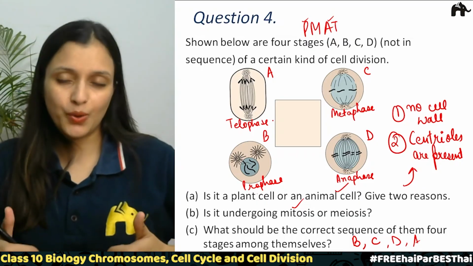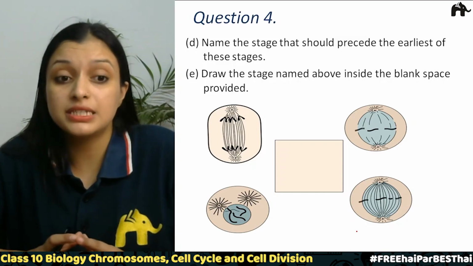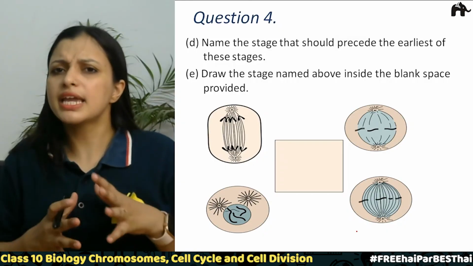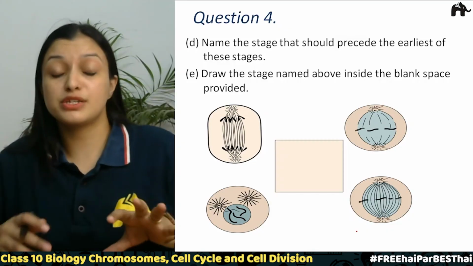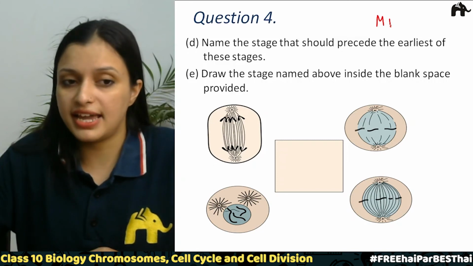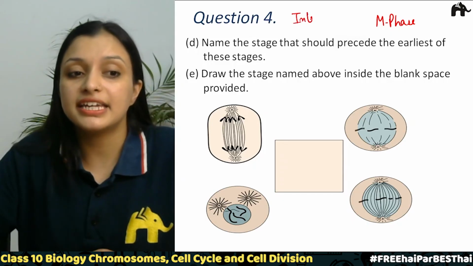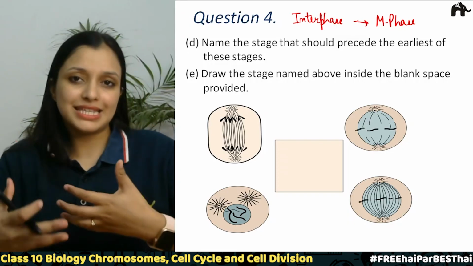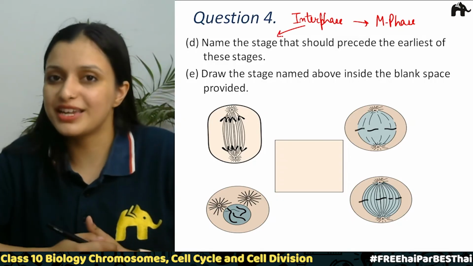Correct? Okay. Question number 4, D part. Name the stages that should precede the earliest of these stages. So which should be the stage before all these stages? So what happens before this M phase? This prophase, metaphase, anaphase, they lie in M phase, right? But before that, what happens? The cell is in interphase, right? Where the cell prepares itself for this division, right? So the answer will be interphase.